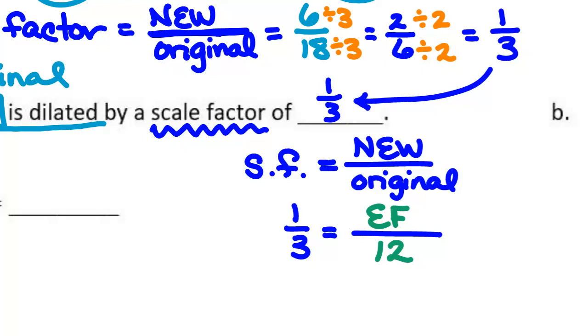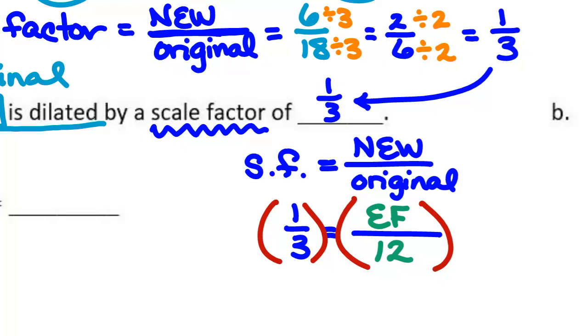When you see a fraction, what operation's happening? Division. And we said we wanted to undo that fraction. We want to get rid of the fraction. So what operation undoes division? Multiplication. And if you do it to one side, you have to do it to the other side.